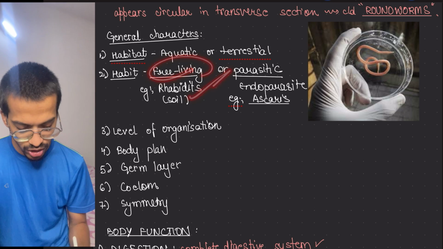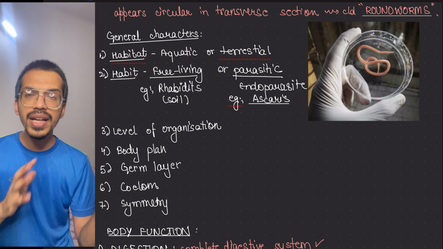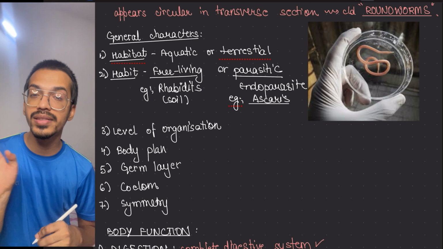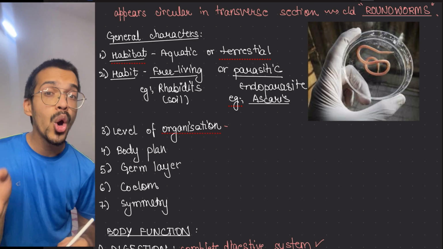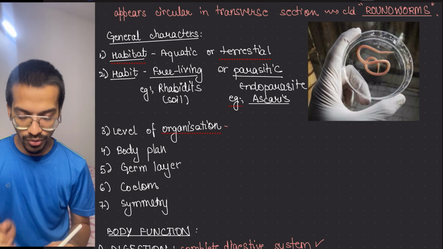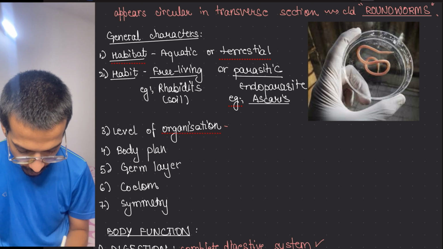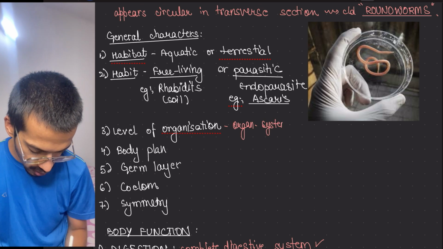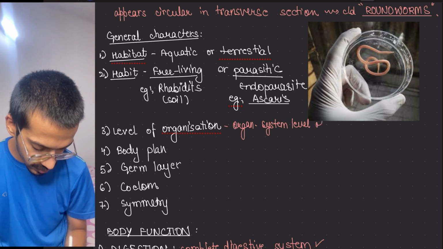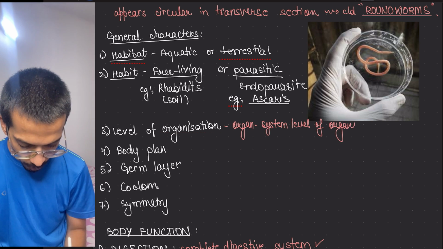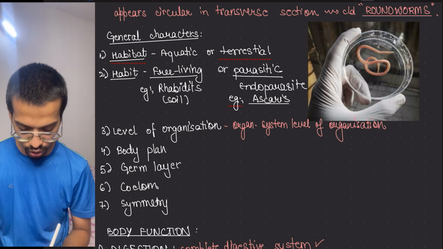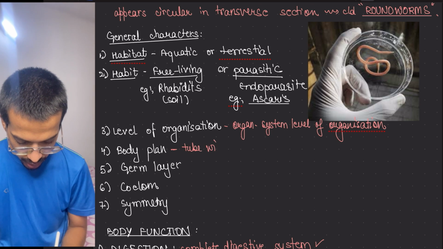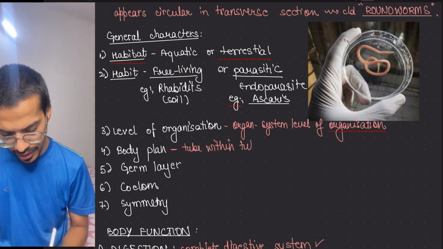Now level of organization means this is the time when we will recapitulate what we have studied till now. So the level of organization is what? They go to the next level, that is the organ system level of organization. Body plan, it is what? Tube within tube.